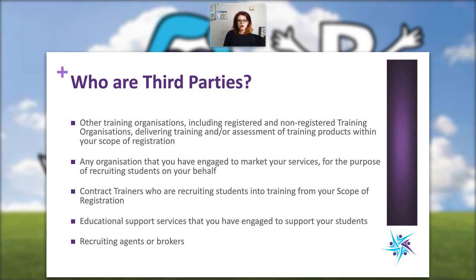So who are third parties? Third parties can be a range of different people. Third parties are also known as partners, so you could have a partnership with another training organisation or something like that.